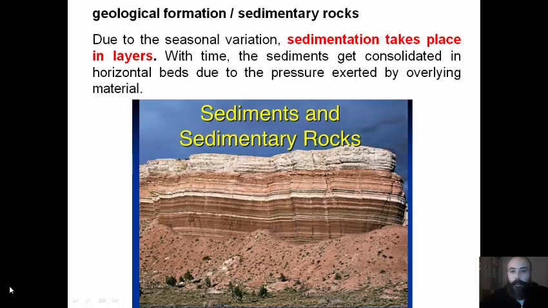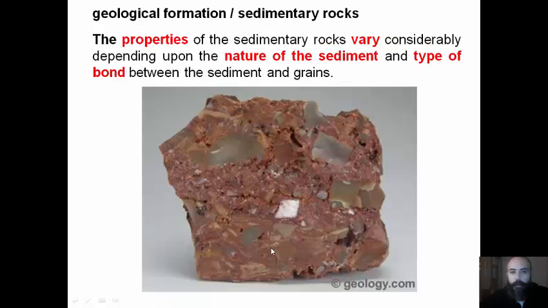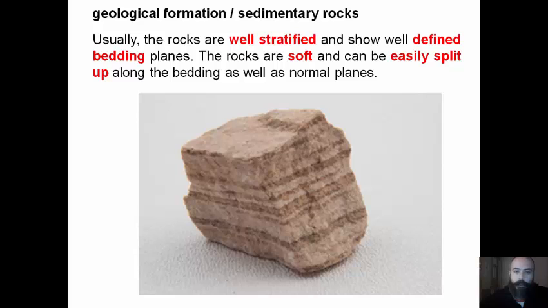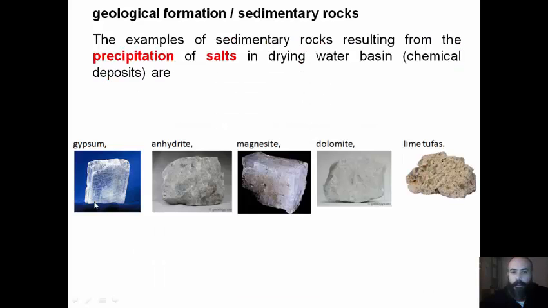With time, the sediments get consolidated in horizontal beds due to the pressure exerted by overlaying material. The properties of the sedimentary rock vary considerably depending upon the nature of the sediment and type of bond between the sediment and the grains. Usually, rocks are well stratified and show well-defined bedding planes. The rocks are soft and can be easily split up along the bedding as well as normal planes.